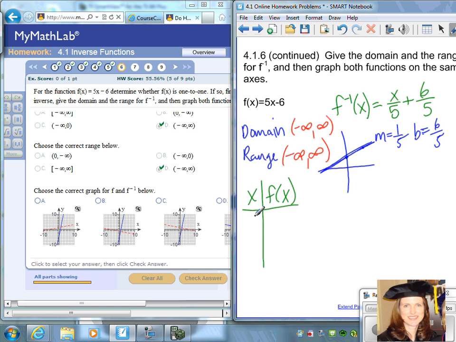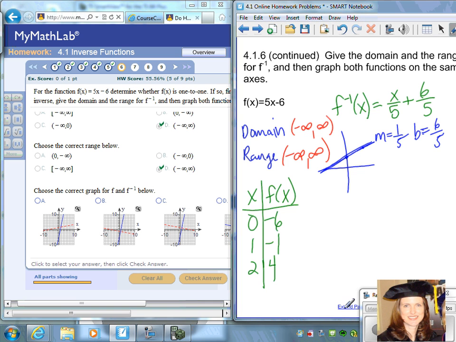In other words, if I put 0 into the function for f of x, 5 times 0 minus 6 is negative 6. That's a point on the graph of the original function. Just do one more point here. When x is equal to 1, I plug in 1. 5 times 1 is 5. 5 minus 6 is negative 1. I'll just do one more point here. And we plug in 2. 5 times 2 is 10, and 10 minus 6 is 4. All three of these are points on the original function.